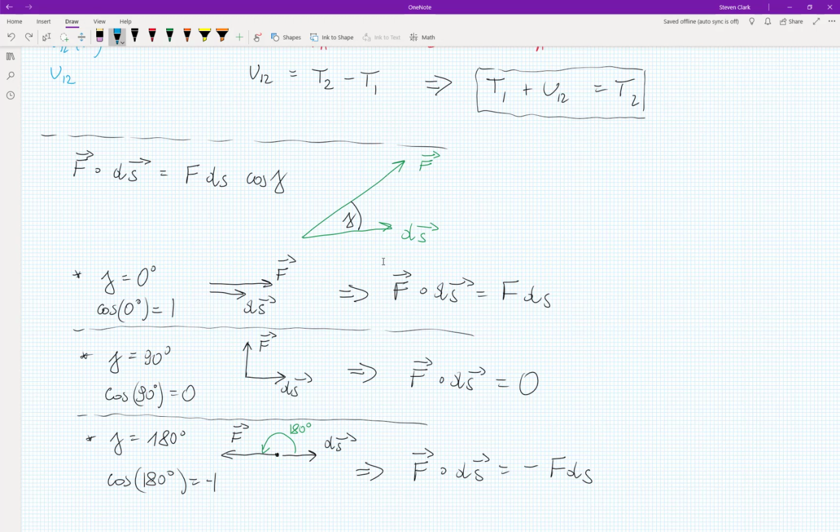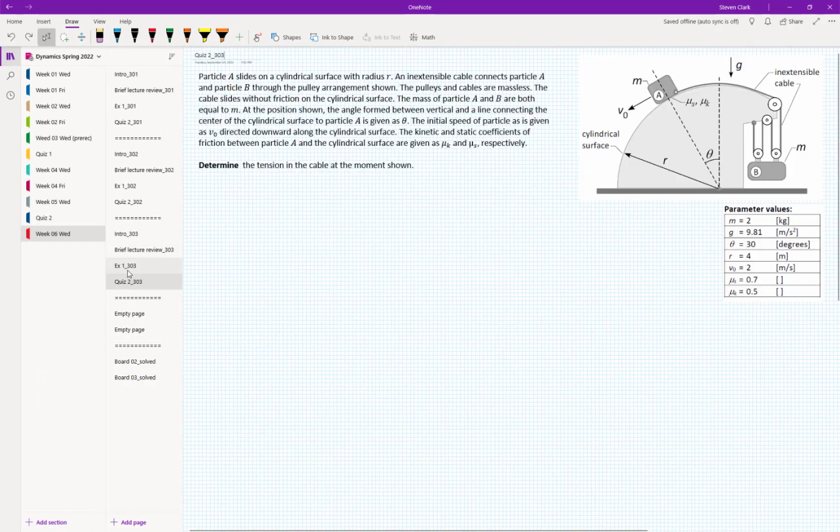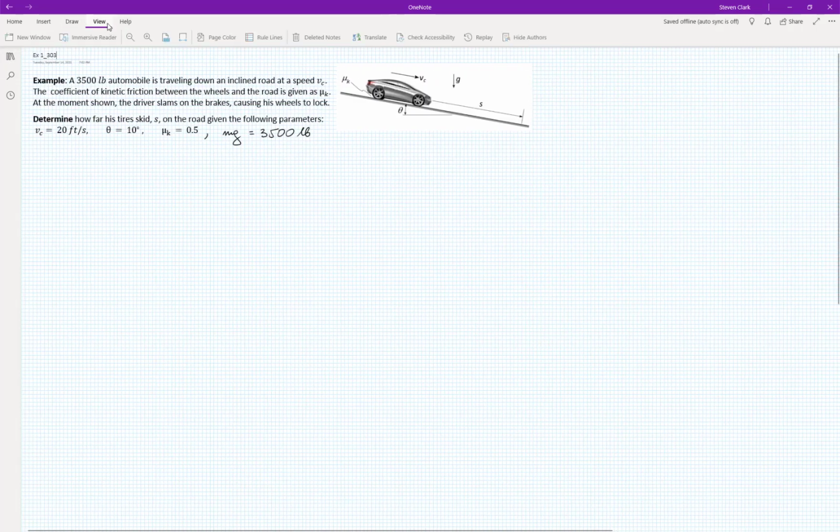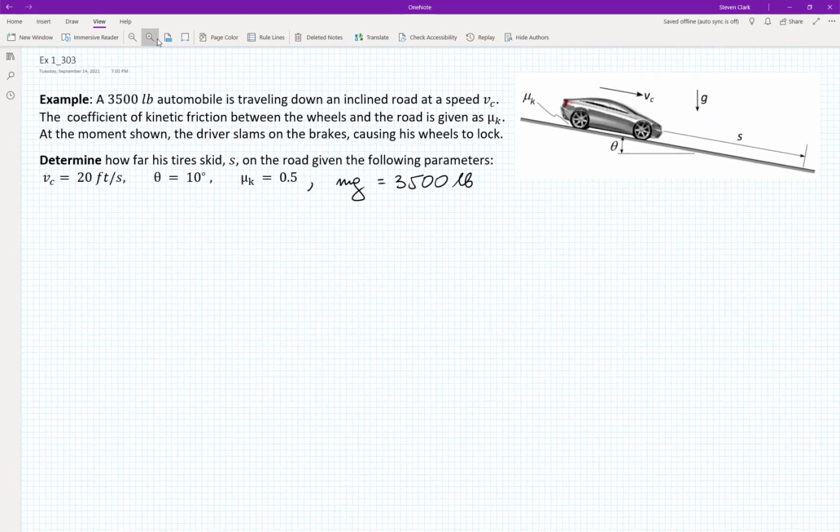So I think that with that brief lecture review, we are ready to solve example number 1, if you don't mind. Let's do it. Okay, so as usual, just take a couple of seconds to read and understand the problem statement.